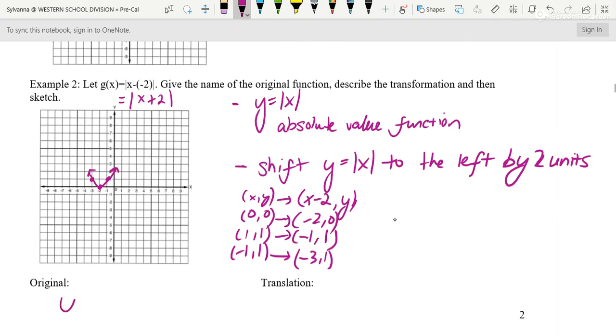So my original function summary was y equals absolute value x, and my new function here, g of x, was the absolute value of x plus 2.